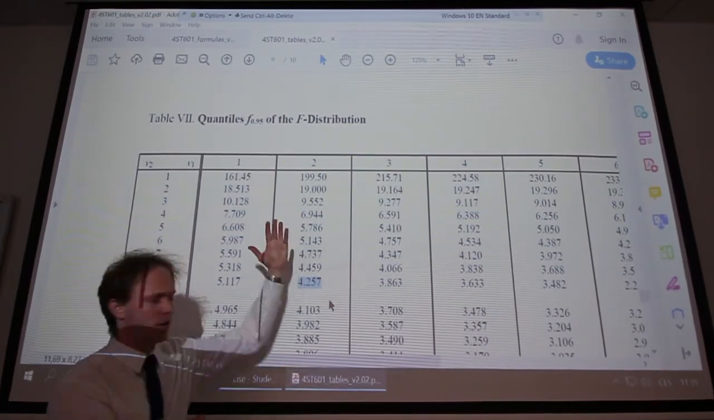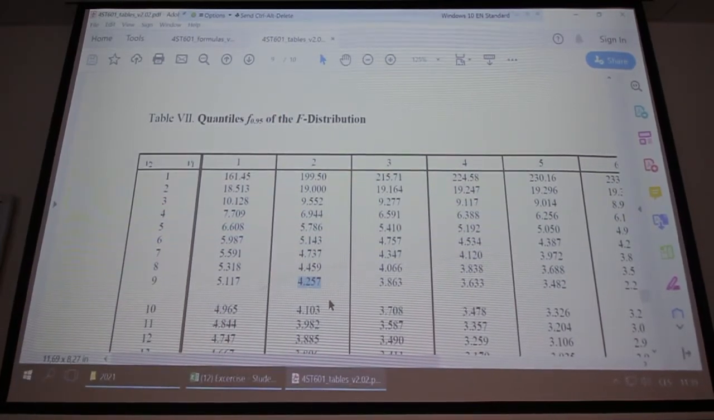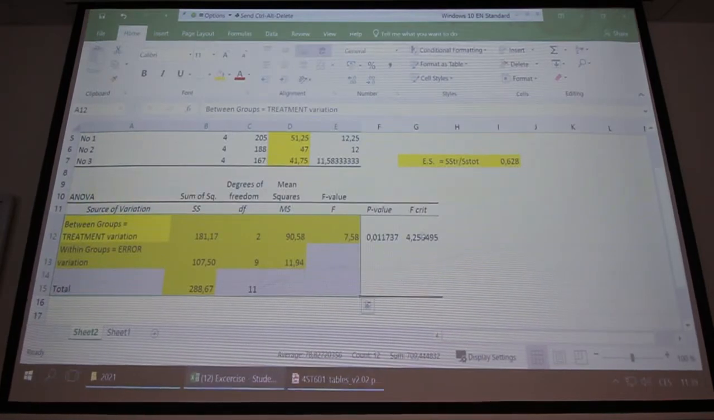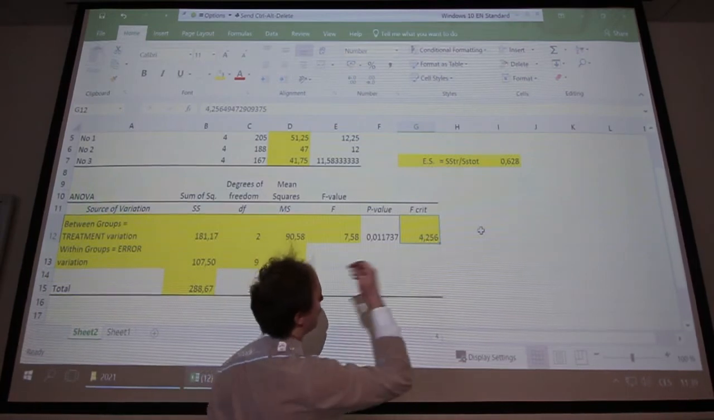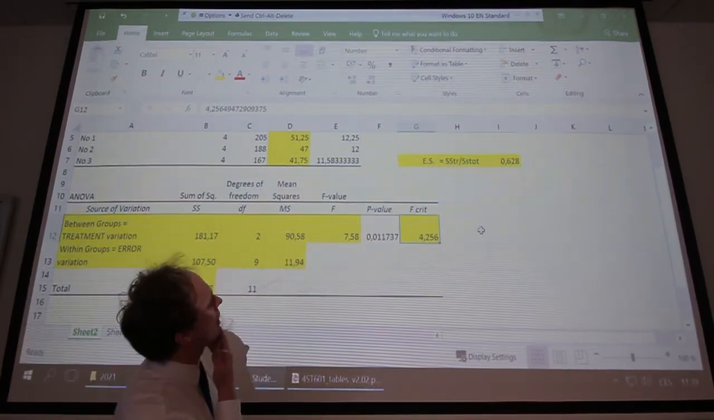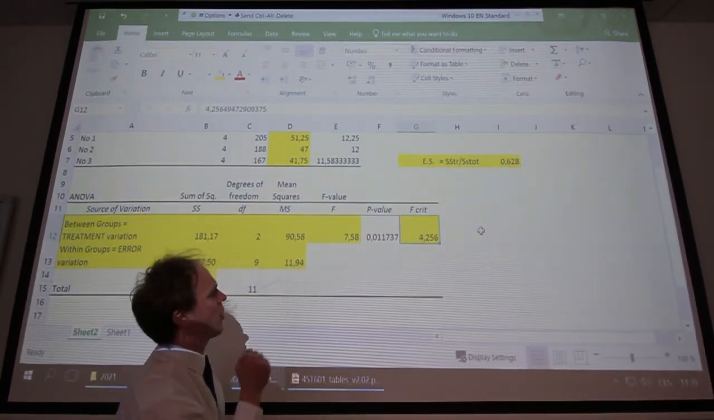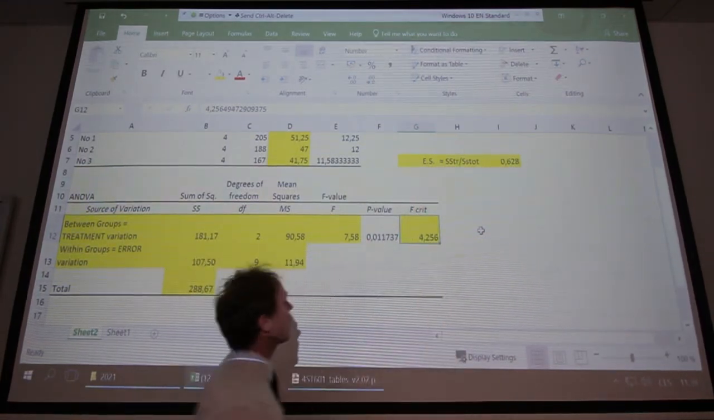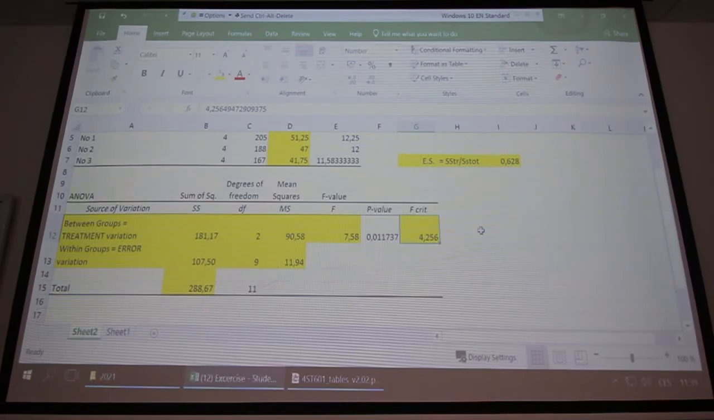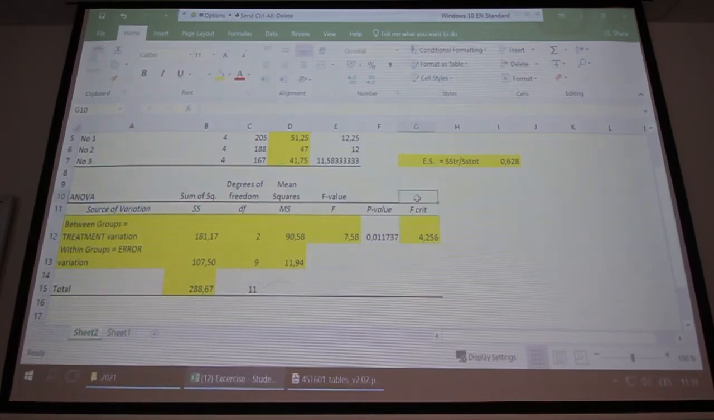4.257. We will return back to Excel, and here you can find the critical value. There is a small difference on the last decimal, but it's all right. So there is the F value and there is the critical value, the Fisher F statistic.